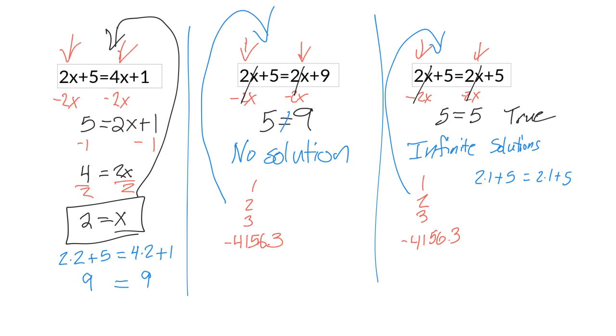Same thing would happen if I plugged in 2. I'd have 2 times 2 plus 5 equals 2 times 2 plus 5. That's going to work. It'll work for any of these. That's the meaning of infinite solutions.